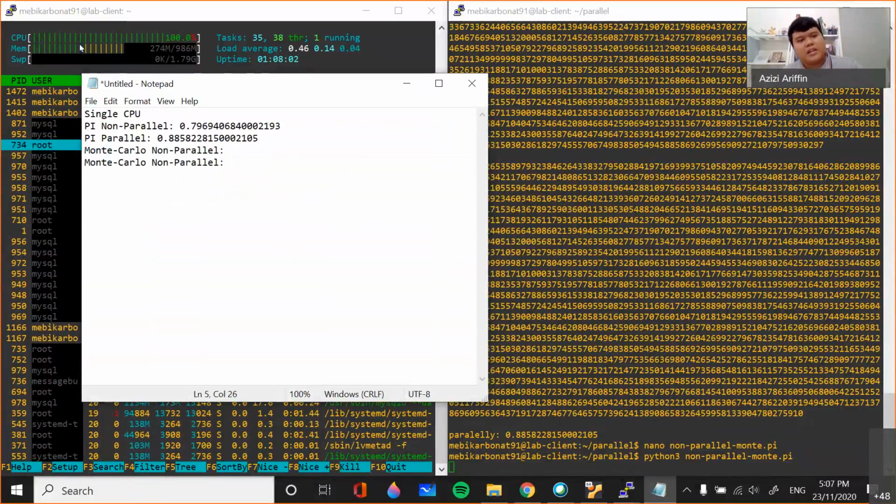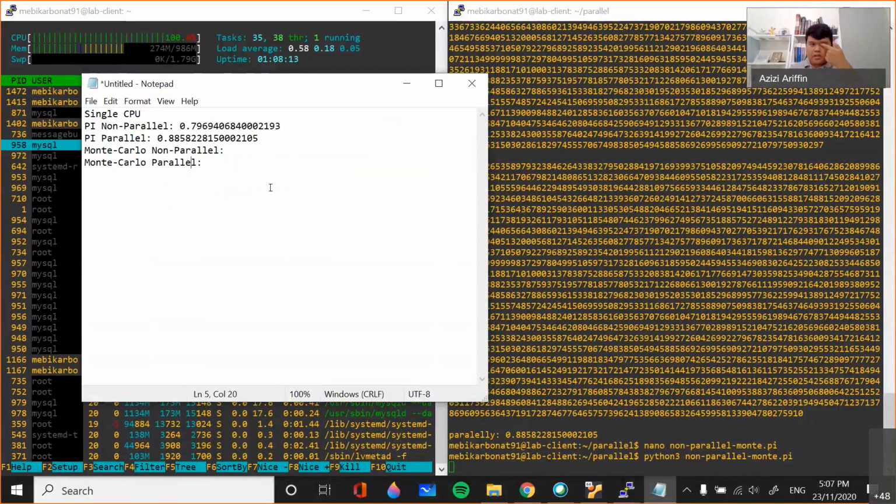Nampak tak belah kiri tu? CPU tu been used up all of the capability. Nampak. Right. So ni non-parallel. Agak-agaknya berapa lama? Around 1 minute. Macam tu lah kot. Atau 3 minit.